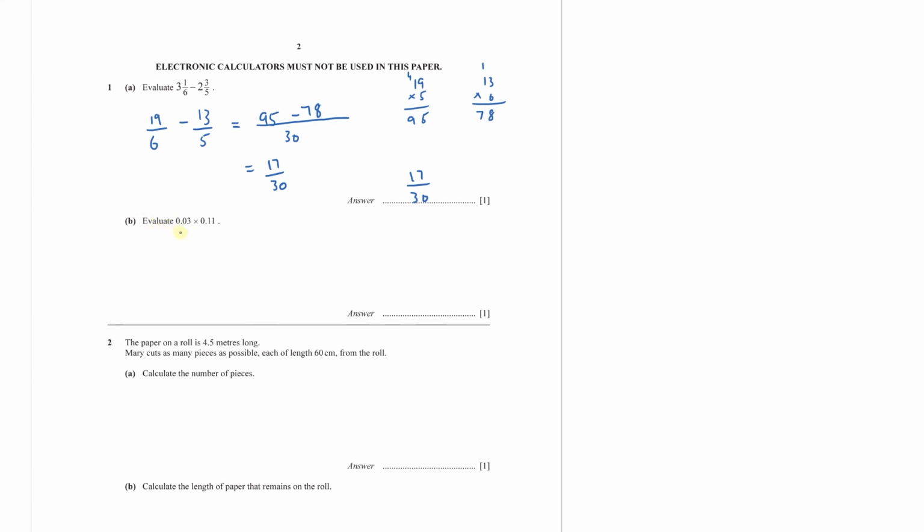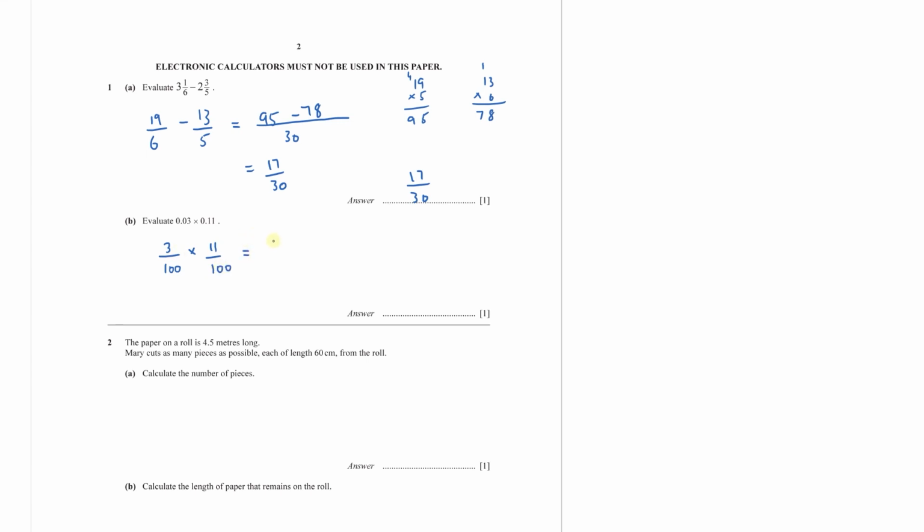Part B is evaluate 0.03 times 0.11. It's always a good idea to convert these decimals into fractions. That makes the multiplication a little bit easier. So if I have to convert this into a fraction, I have to move this decimal 2 places to the right. So this becomes 3 over 100. And similarly, this becomes 11 over 100.